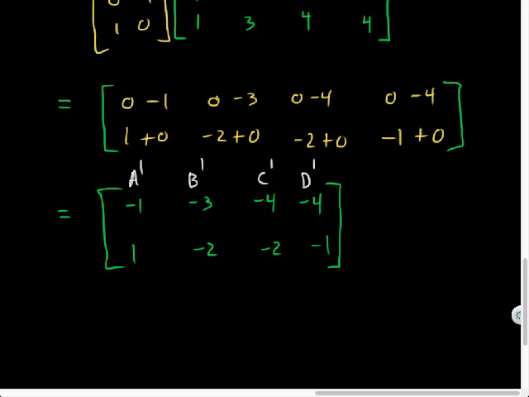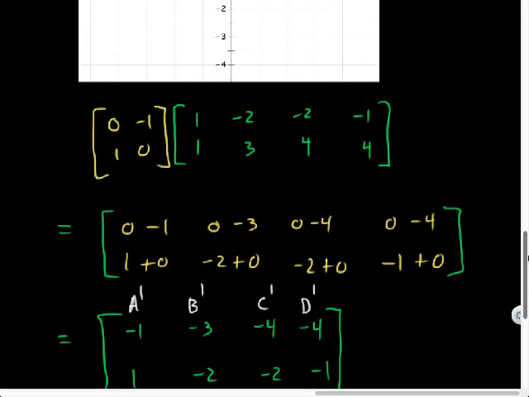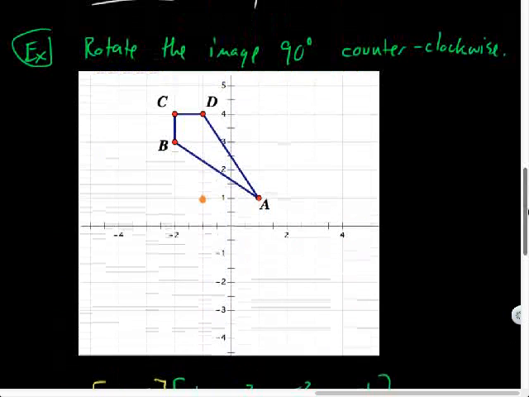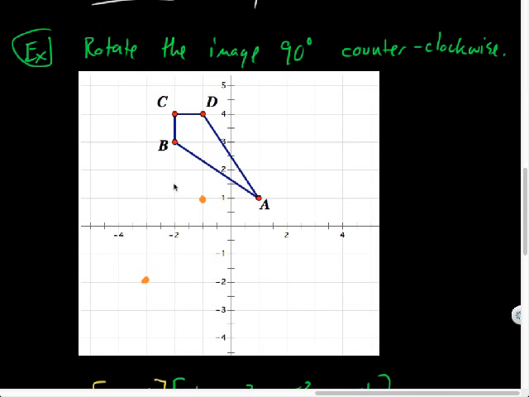And I intentionally did not graph the image on this picture. So let's plot these points and see if we agree with them. Negative 1, 1 would be over here, up here. So this is A prime. Then I've got negative 3, negative 2. So negative 3, down 2 right here. This would be B. It's claiming that that's a 90-degree rotation counterclockwise.